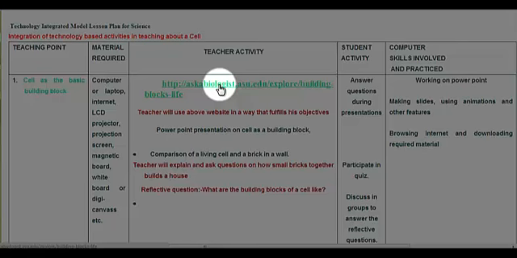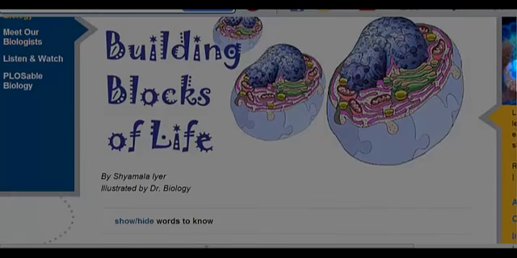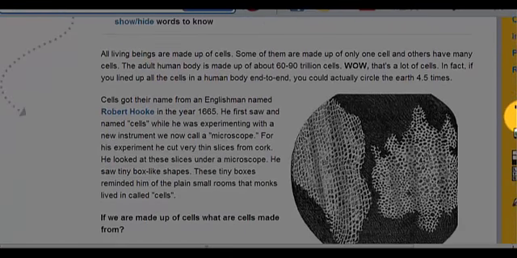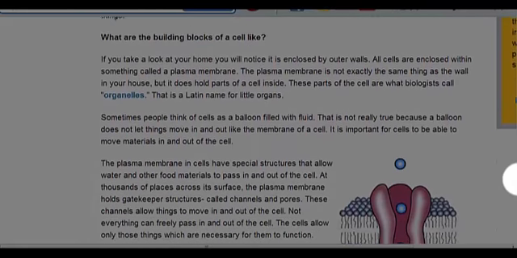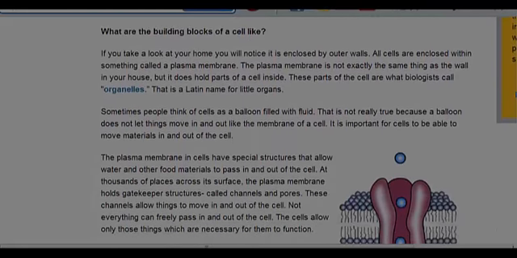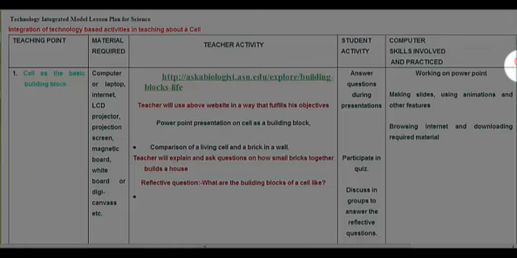Once the lesson is introduced with the help of PowerPoint, the teacher can use this web resource for more information and to ask various other questions to students to add more to their knowledge. So in this way, a lesson can be made very interesting. These are the computer skills which are required and will be learned by the teachers. So the techno skills are also learned along with the lesson plan.